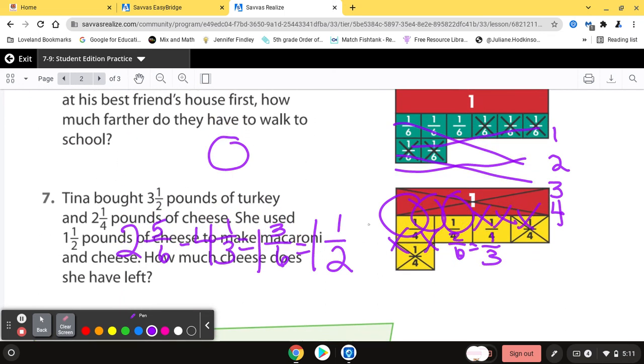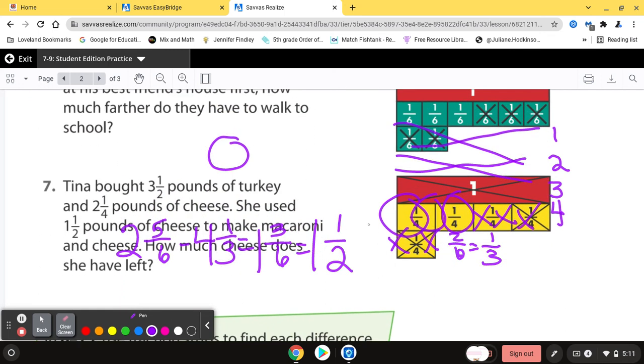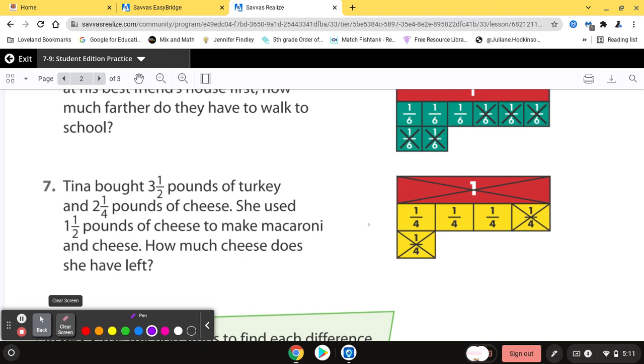At this point, I'd like for you to go ahead and try question number 7 in your book. Pause the video, try question number 7 in your book. Once you've completed it, come back to check your work.